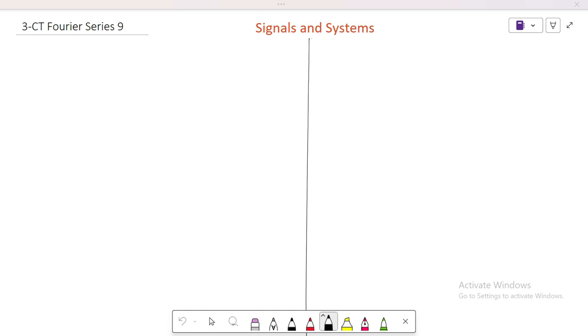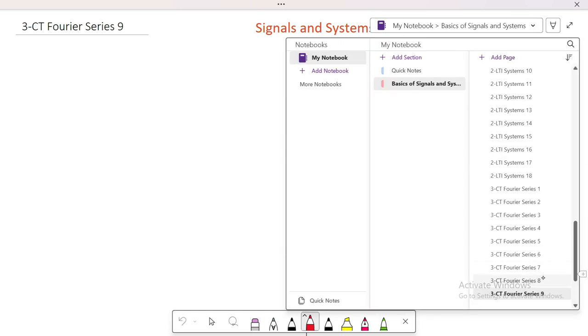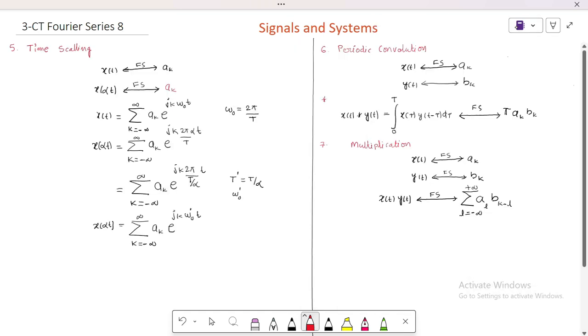In the last 3 videos, we have discussed the Fourier series representation and problems on the Fourier series coefficient. In the third video, we discussed some properties. We are discussing the properties of the Fourier series. Now, the remaining properties we have to discuss in this class. In the last class, the last property was the 7th one.